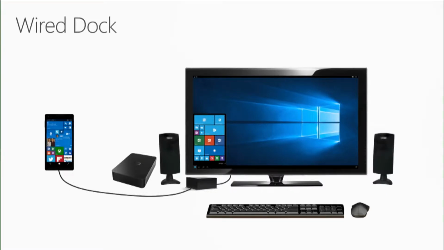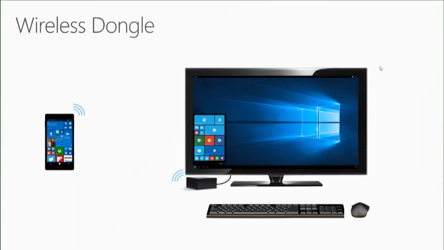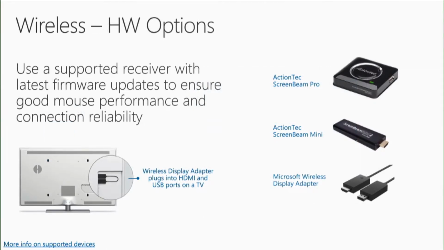I just showed you how I could actually project Continuum through a wired dock. I could also use a wireless dongle. This simply means that I can connect wirelessly to a display and get the keyboard and mouse input. There are three main wireless hardware options that we recommend. These ones, with the latest firmware update, Microsoft has actually verified that it gives you really good mouse performance and connection reliability. The first one is the ActionTech ScreenBeam Pro. The second one is the ActionTech ScreenBeam Mini, and the Microsoft Wireless Display Adapter.